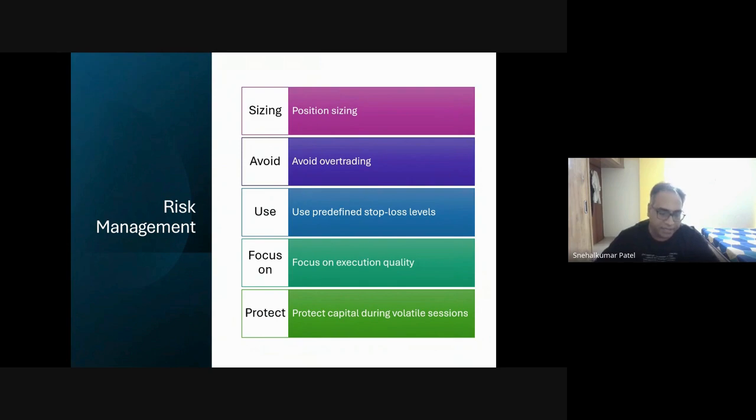Avoid overtrading. The main thing that happens with traders who specifically deal in options is overtrading. Let's say you incurred a loss early in the morning, then you'll try to recover that loss and take a second trade. Now, if that second trade also incurs a loss, then your psychology will be impacted and you'll continue making losses throughout the day. This is pretty common among traders.